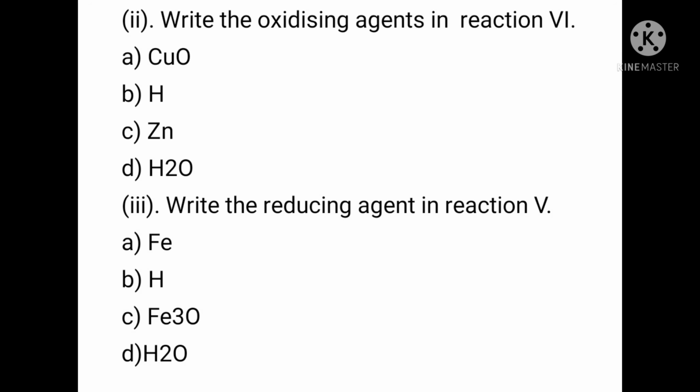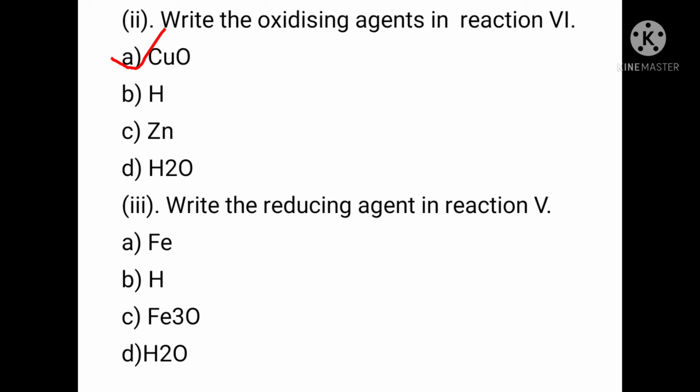Second question, write the oxidizing agent in reaction 6. Reaction 6 is CuO plus H2 gives Cu plus H2O. Here the oxidizing agent is CuO. The answer is option A.